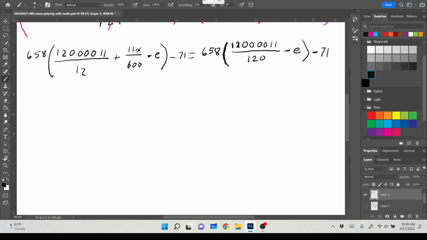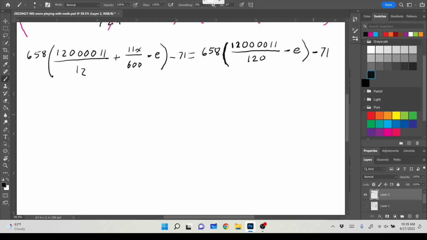I will tell you, and I'm not gonna tell you which one, that one of them is easier to get rid of right now. And I'm not gonna tell you which one. So, we're gonna go either way. So which one do we want to get rid of first or next? 658 or the negative 71?